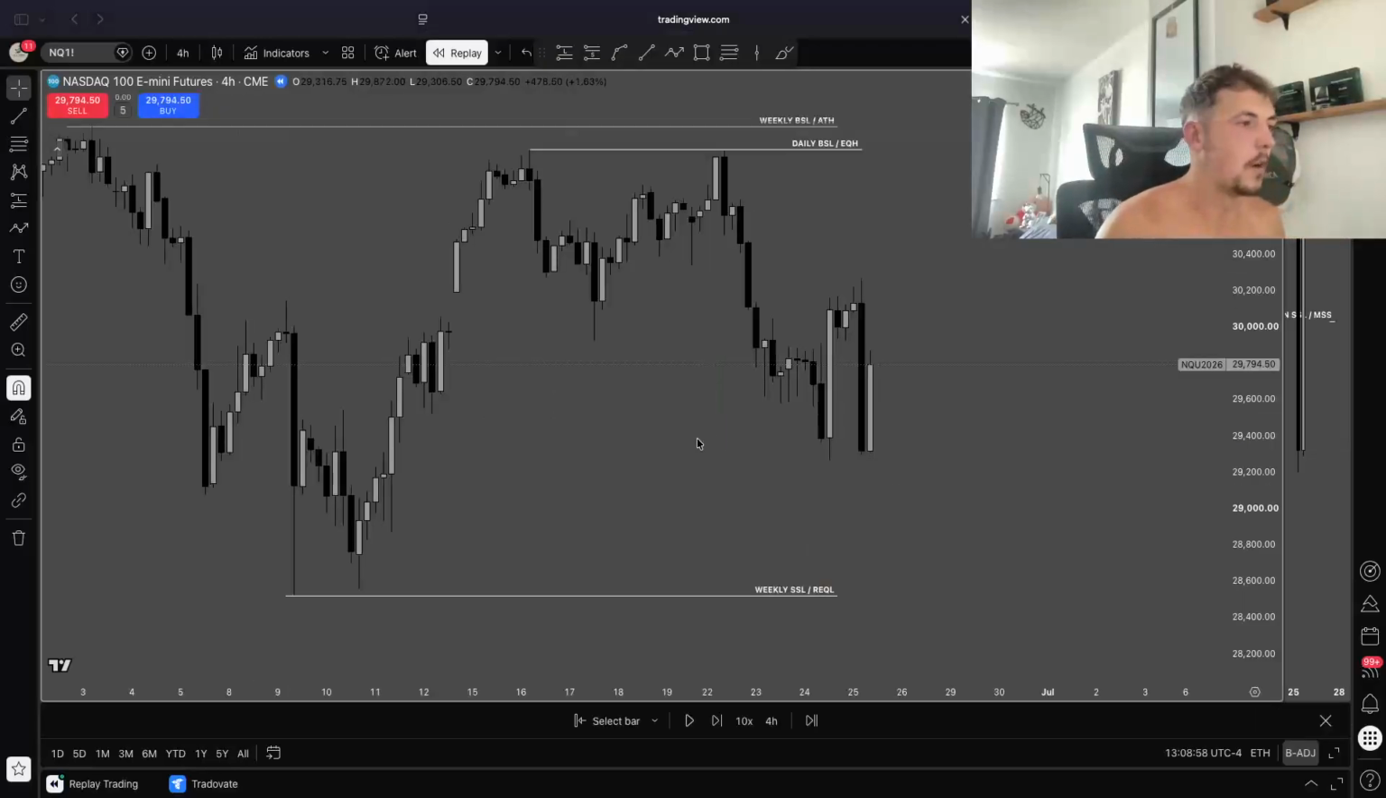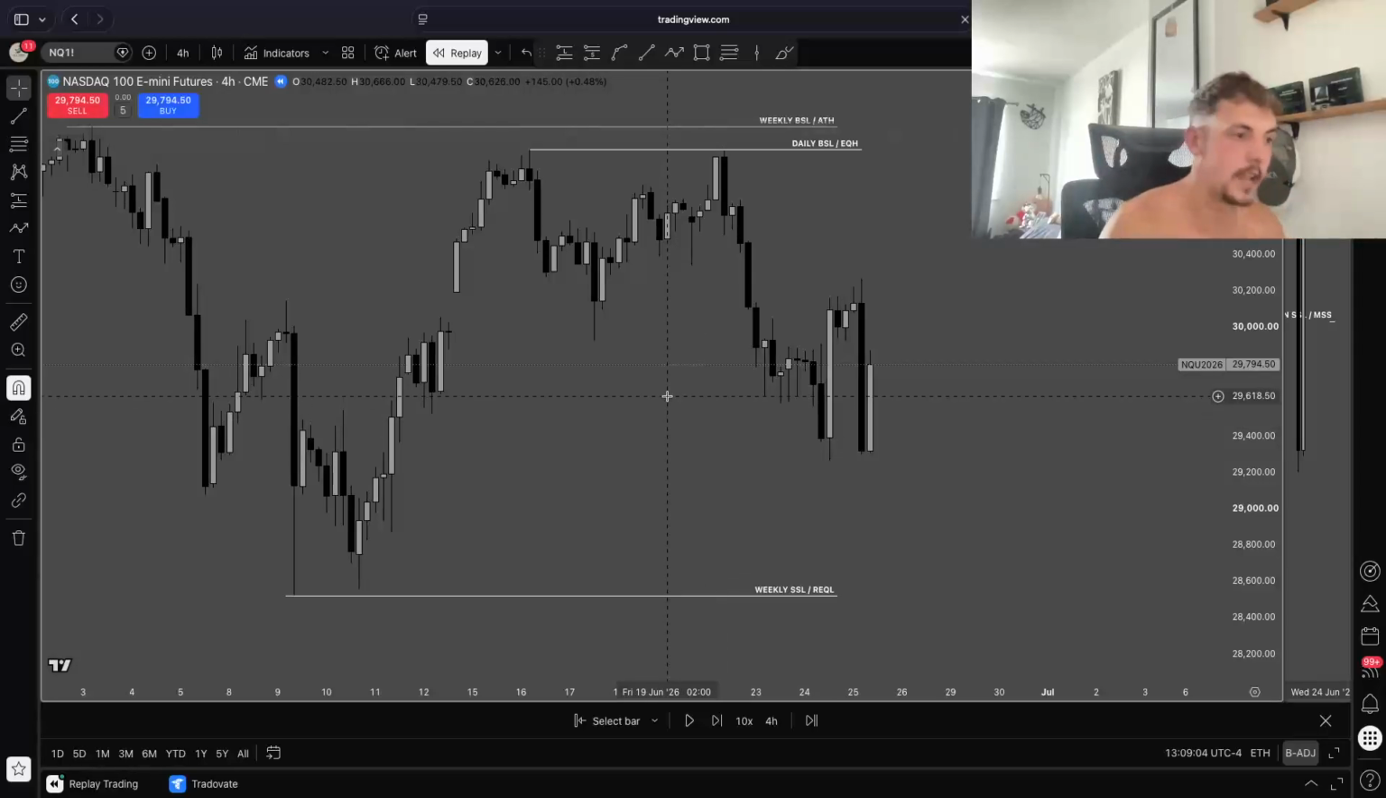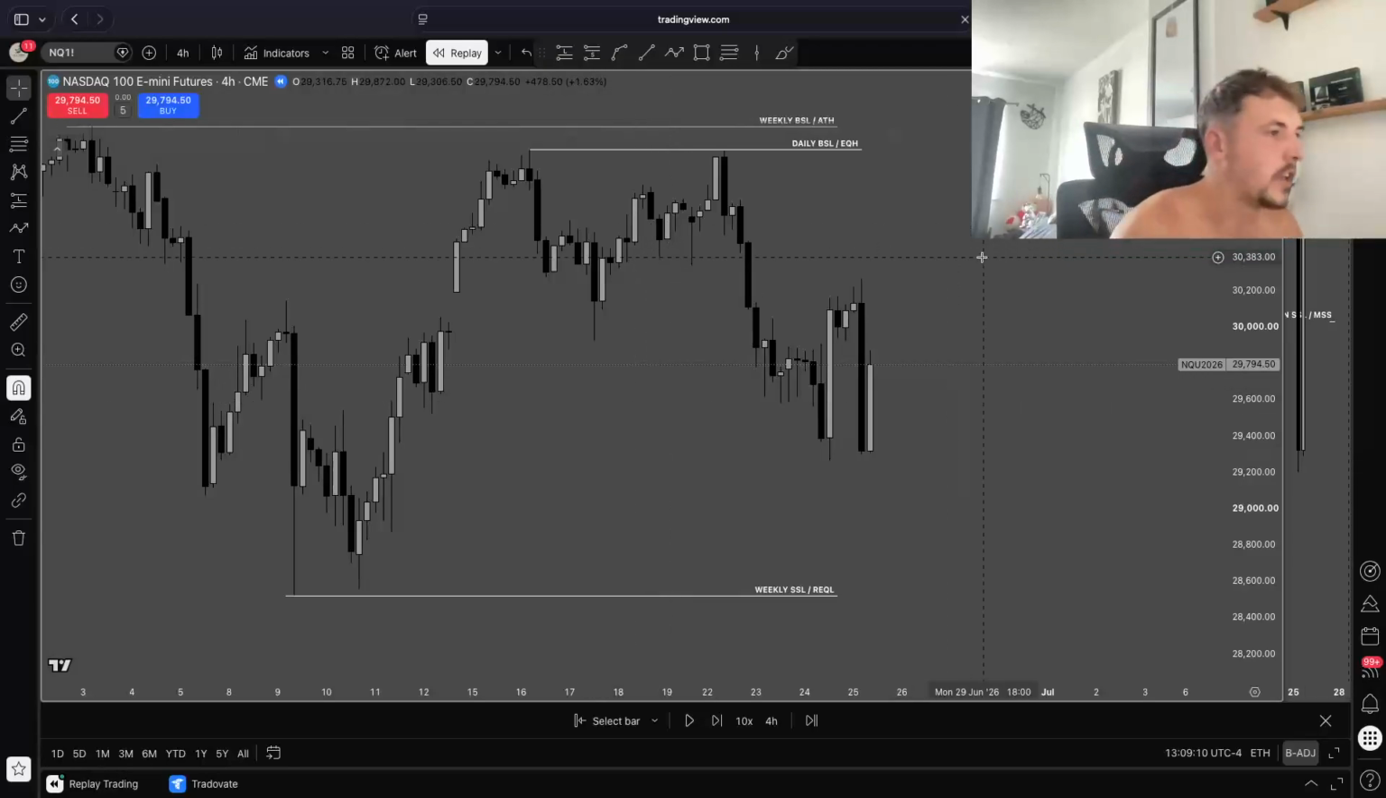So we're looking at a 4-hour chart here. And 4-hour is typically my main time frame for getting bias. Obviously, I'm going to be flicking through the daily, the weekly, this and that. But 4-hour essentially gives me my framework for the day. So let's take a look at this.